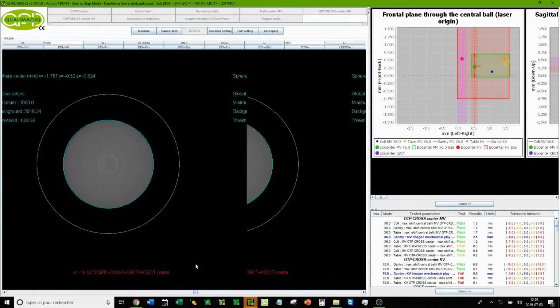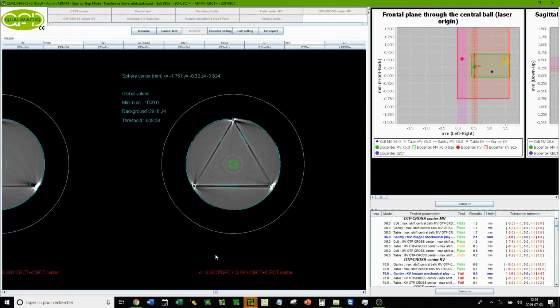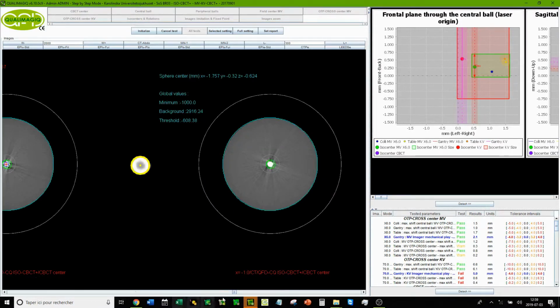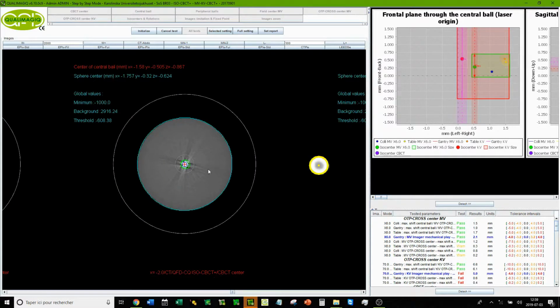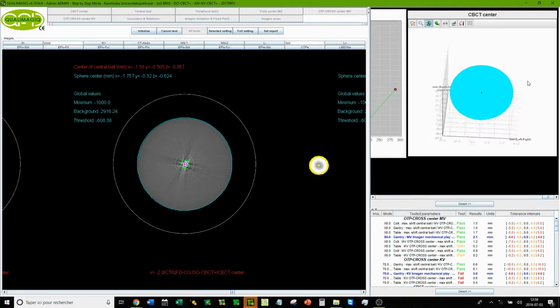You see that we detect the surface of the sphere. In the first solution, we detect the center of the central ball, but due to the artifacts, we prefer to retain this as the first solution. But after this first solution, we detect the sphere surface, and by applying a spherical regression to all of the sphere points and by determining the center of this spherical regression, we determine the coordinates of the sphere center in the CBCT coordinate frame. In other words, these are the coordinates of the lasers, since the sphere is aligned on the lasers, in the CBCT coordinate frame.